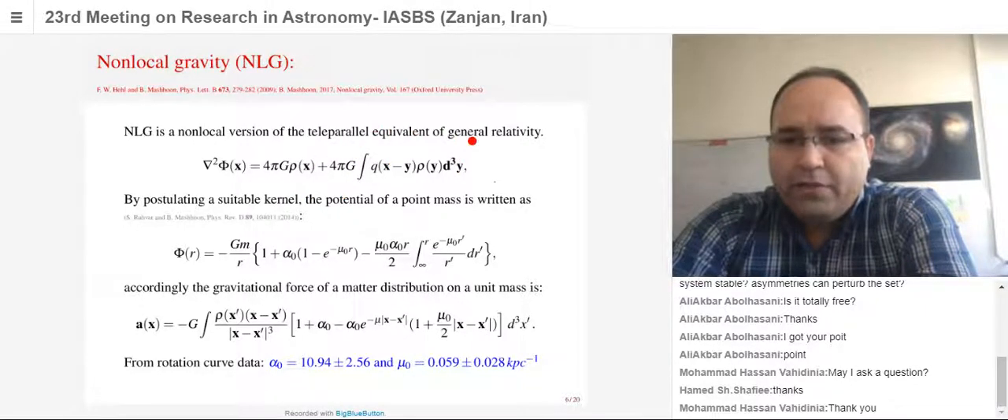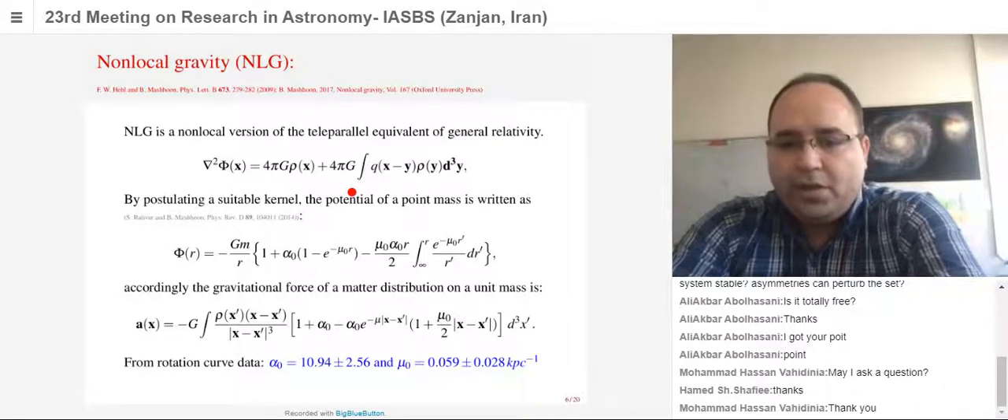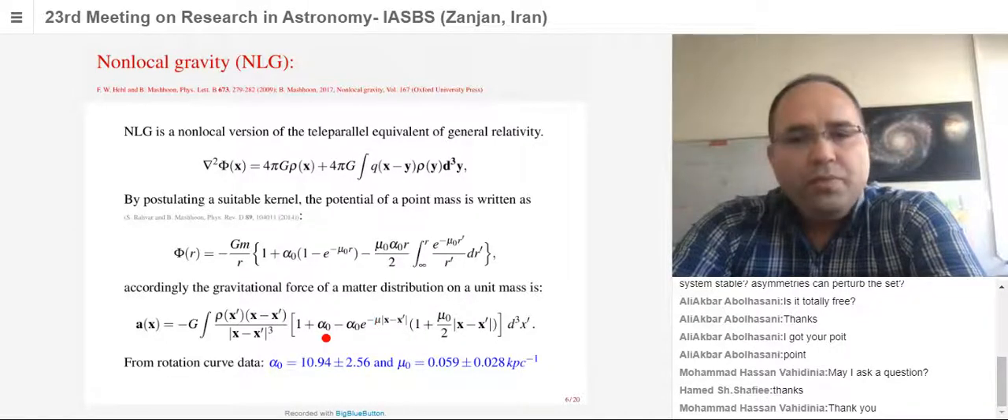Non-local effects ultimately appear as a non-local term in the Poisson equation. You can look at this term as an effective density, and this effective density is claimed to help handle the dark matter and other related problems. This equation can be solved, and the gravitational field takes this form. There is a Yukawa term here and two free parameters, and these free parameters have been obtained by Rahvar and Mashhoon using rich data of rotation curves.